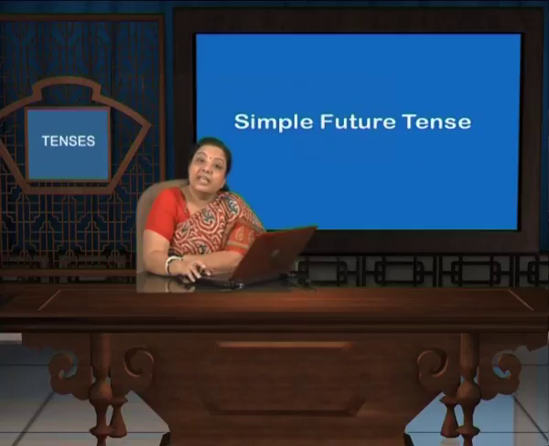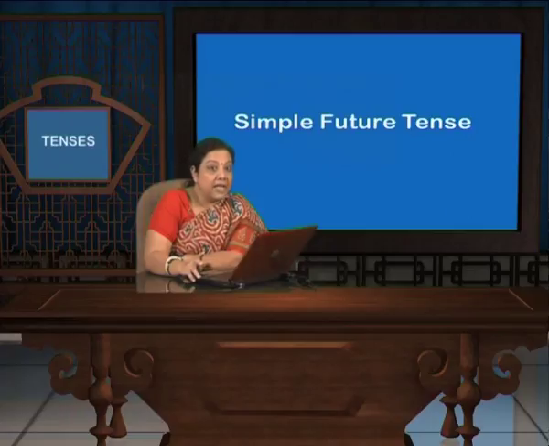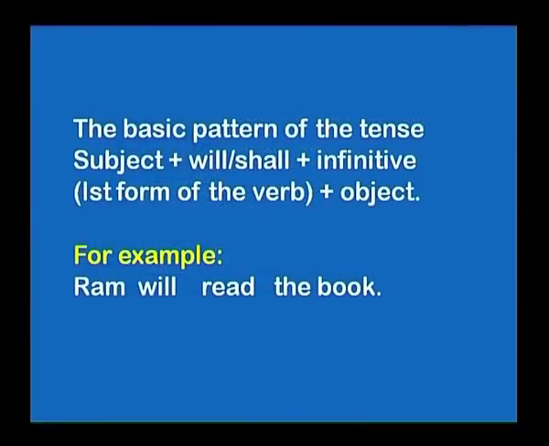Simple future tense. Now, don't get confused, students. We have already said there is no future tense, so don't confuse yourself with future time. We discussed this in aspect, and this is tense here. The basic pattern of this tense would be subject plus will or shall plus infinitive, the first form of the verb, plus object. For example, Ram will read the book.